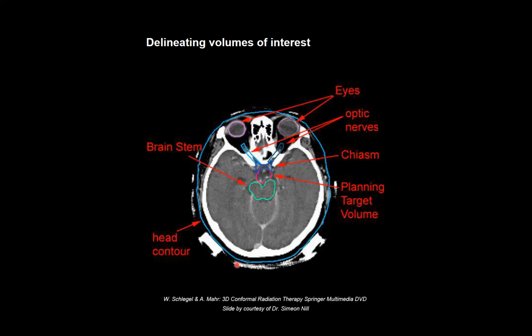And you always have to define the outer region for your patient. So the outer region is the so-called limit of your dose calculation grid. The outer region is the head contour, and you see all these different regions. These have to be identified by the doctor. The doctor has to define the so-called volumes of interest, from the healthy organs to the cancer itself.